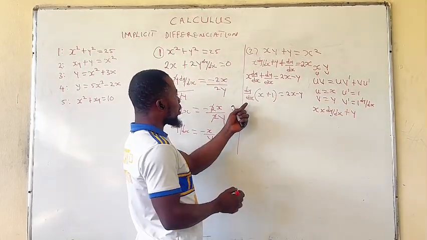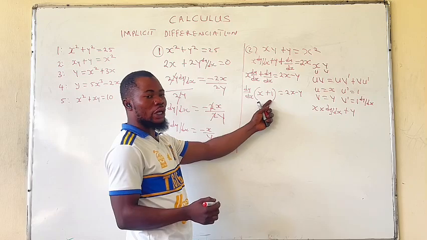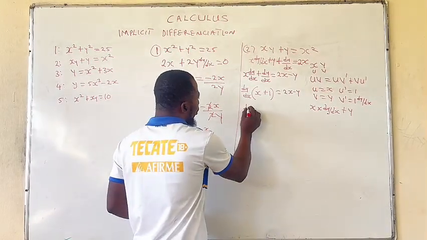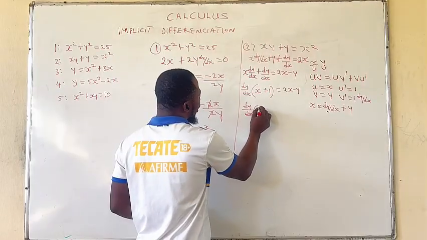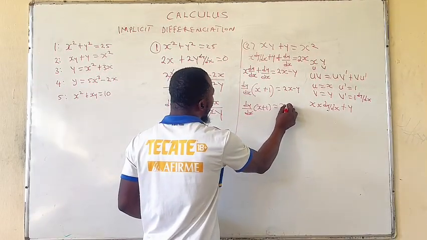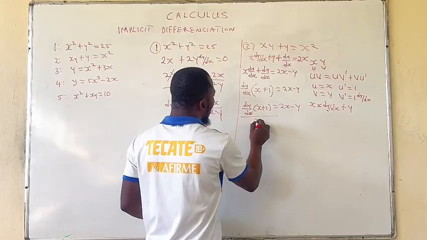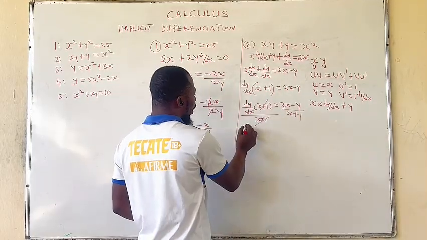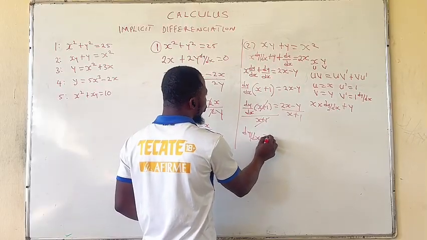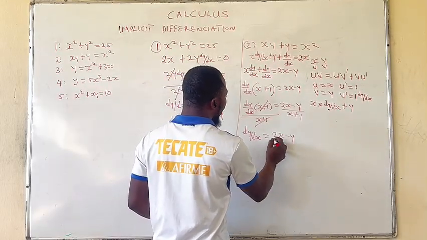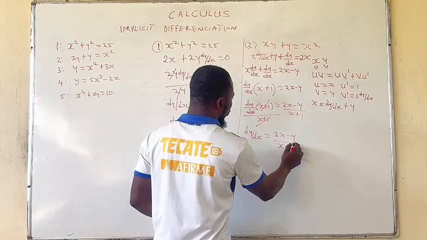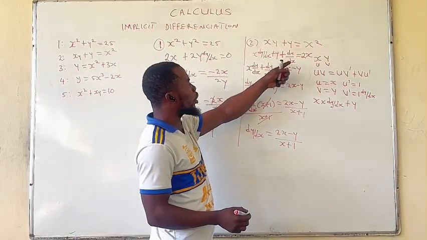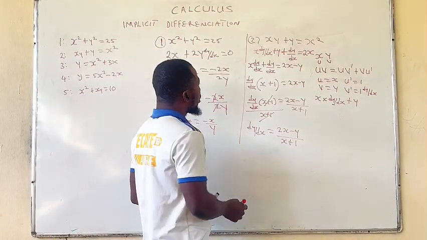So from here, we can divide both sides by x plus 1 so that we can make dy/dx the subject of the formula. dy/dx times (x plus 1) equals 2x minus y. Divide both sides by x plus 1. This x plus 1 cancels this one. We are left with dy/dx equal to (2x minus y) all over (x plus 1). So this is the derivative of xy plus y equals x squared using implicit differentiation.